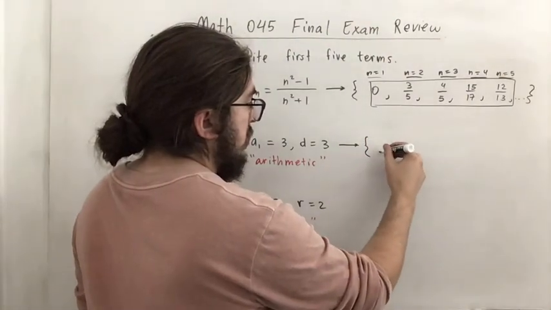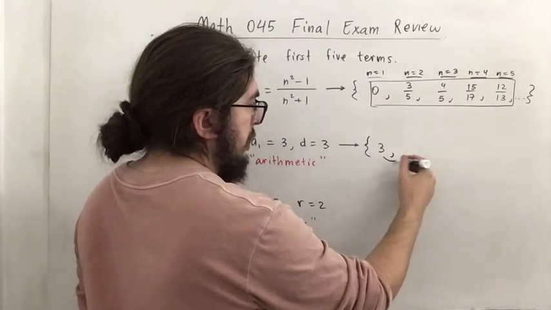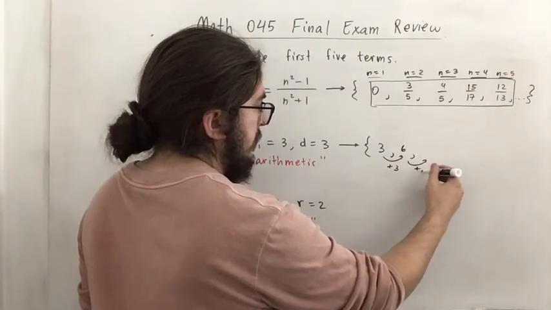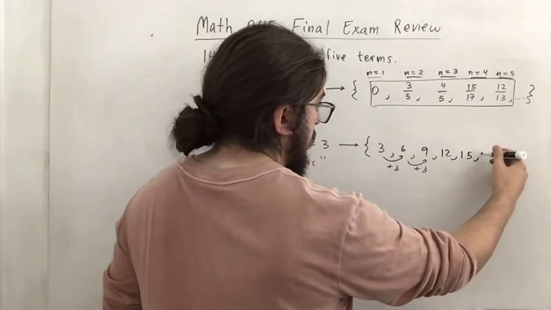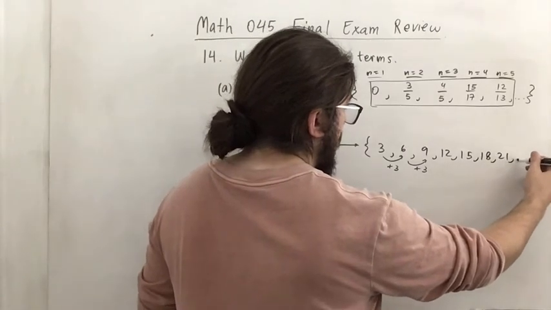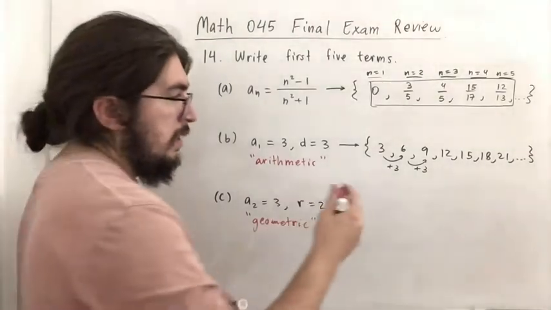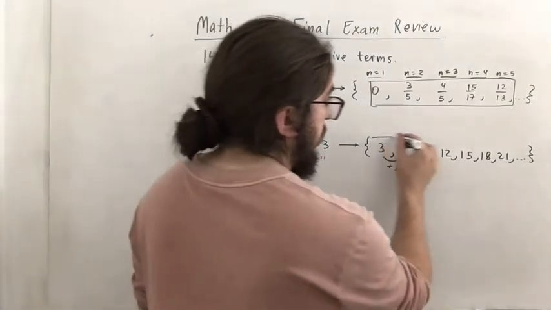So here a1 is 3. To get a2, we add 3. To get a3, we add 3 again. We get 9, plus 3 is that, plus 3 is that, plus 3 is that. You can keep doing this forever, obviously. But we're only asked to find the first 5 terms. So I obviously took it a little overboard. So let me box the first 5.